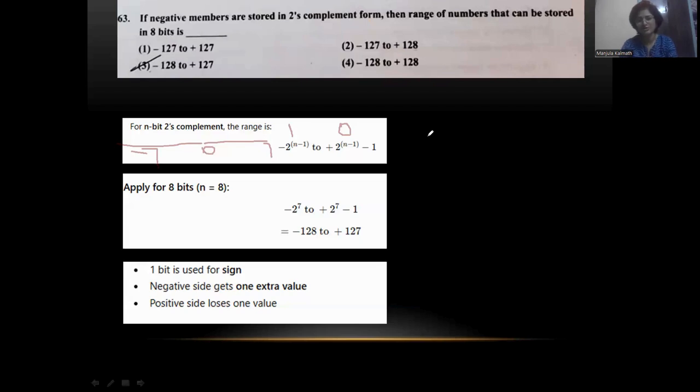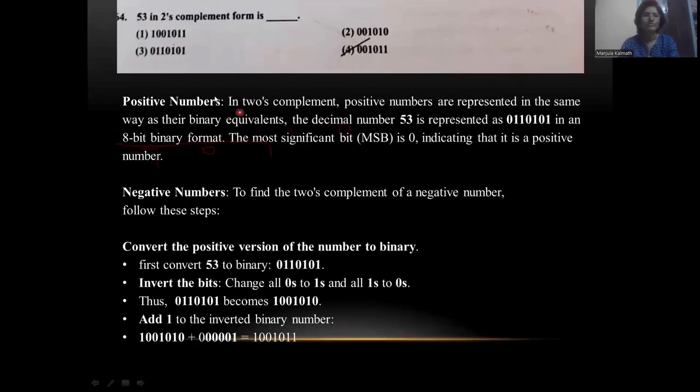The next question is: 53 in 2's complement form. Now it is a positive value. 2's complement for a positive number is simply the conversion of the decimal number to binary, which we directly take and prefix with 0. How do we implement this for both positive as well as negative values?